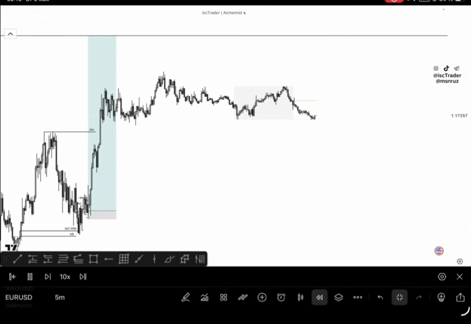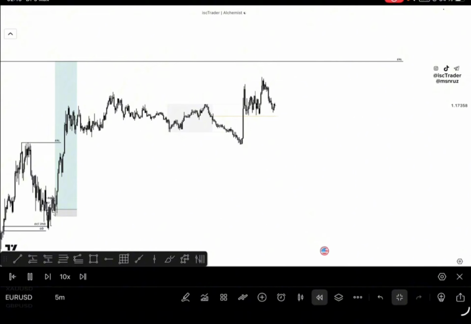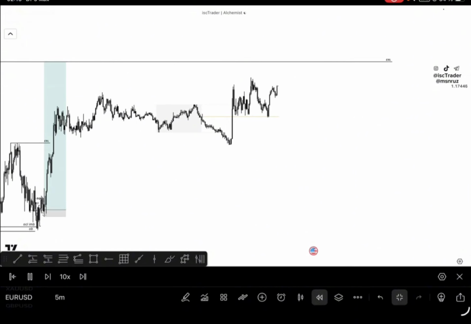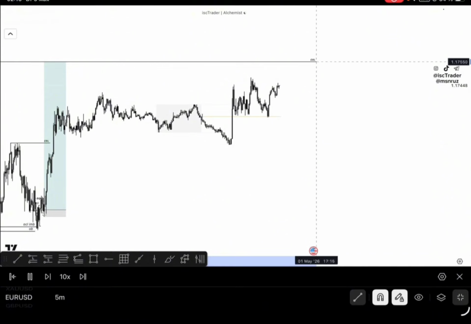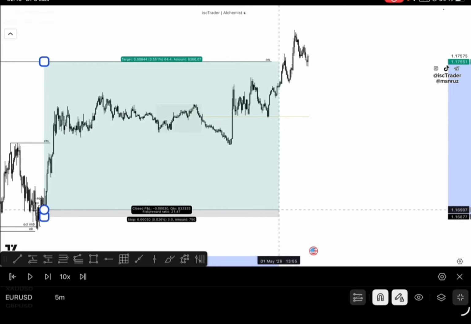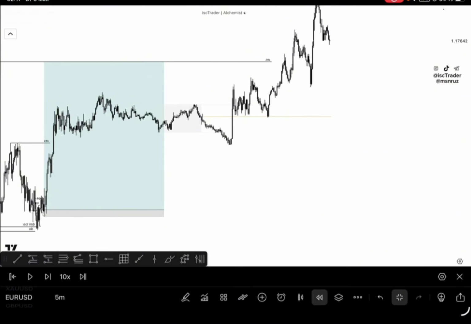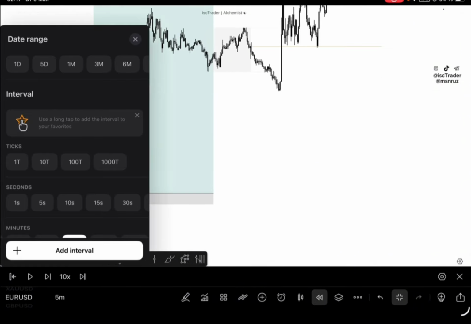Hitting the take profit has also become quite difficult. Full take profit now, 1 to 21, meaning a 21 risk reward.